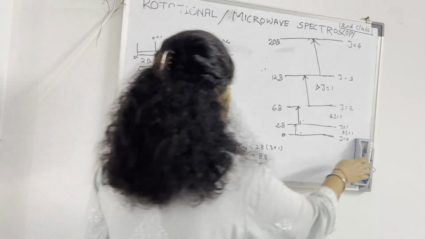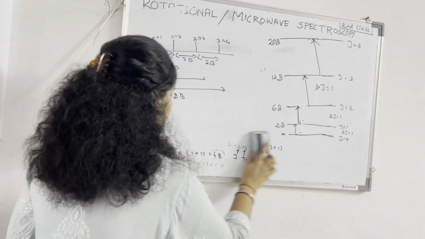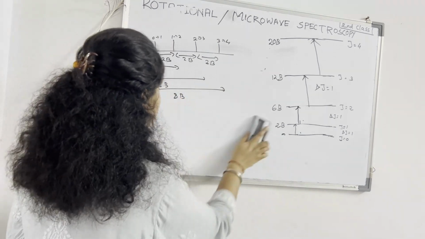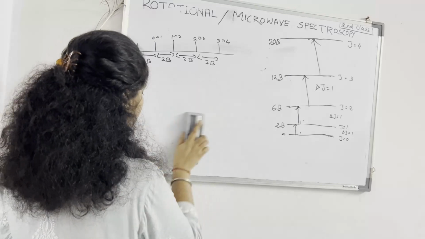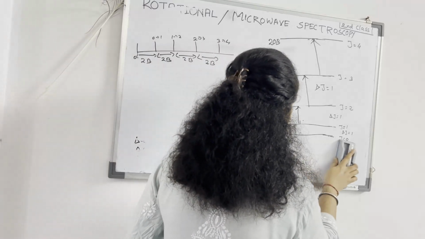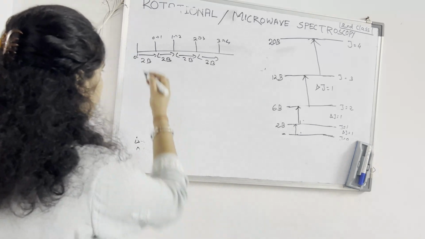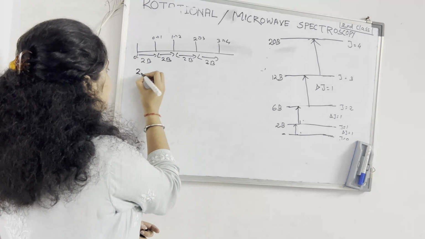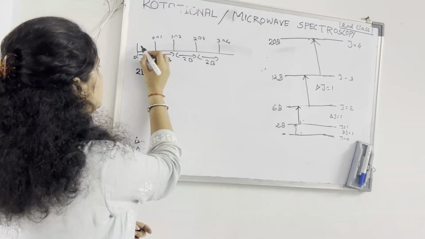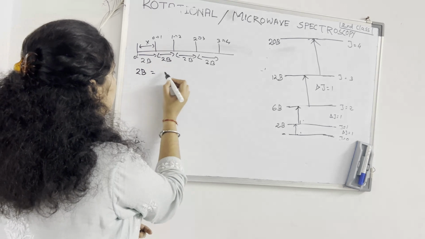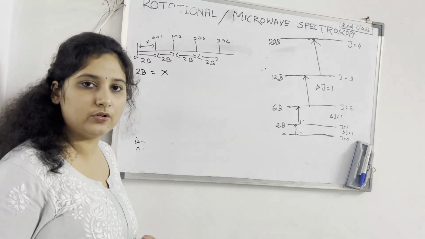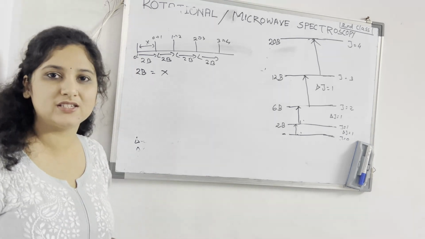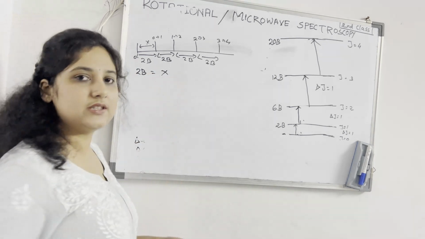So now, from the spectrum we will get the gap between two lines. If we get the gap between two lines from the spectra, we know from all these calculations that this gap is equal to 2B. So suppose this is equal to x. So we know 2B is equal to x.